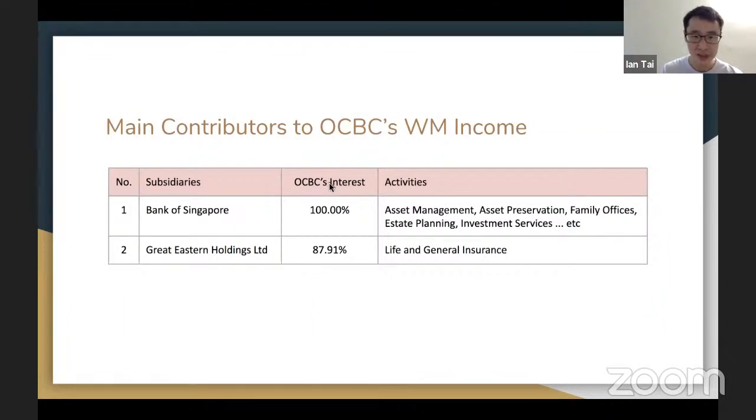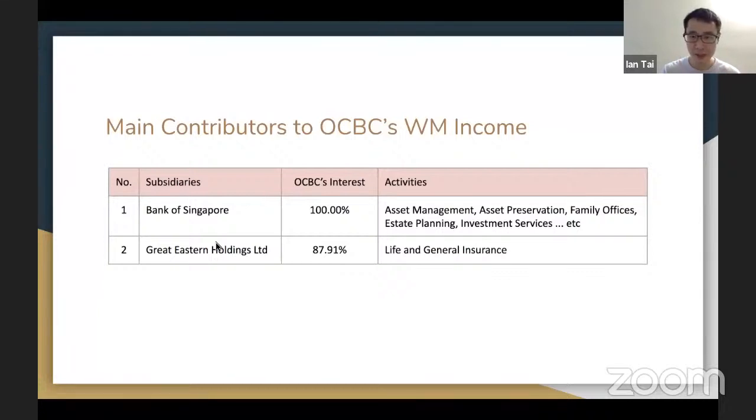This is OCBC's interest in Bank of Singapore, 100%. Which means Bank of Singapore is a wholly owned subsidiary of OCBC Bank. And the activities include asset management, asset preservation, family offices, estate planning, investment services, and so on and so forth. And this bank serves all the rich men, the high net worth individual customers. So this is the financial services being offered to all these rich men. So this is Bank of Singapore.